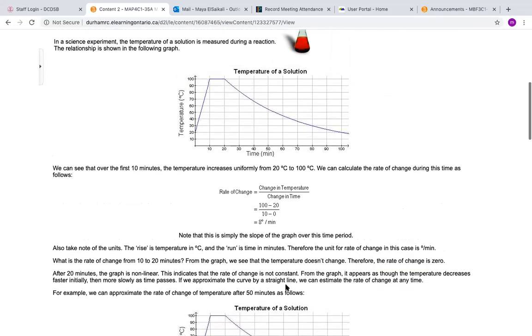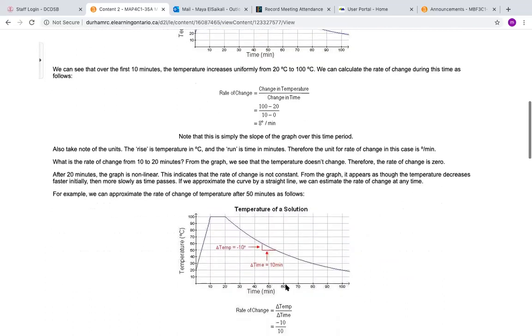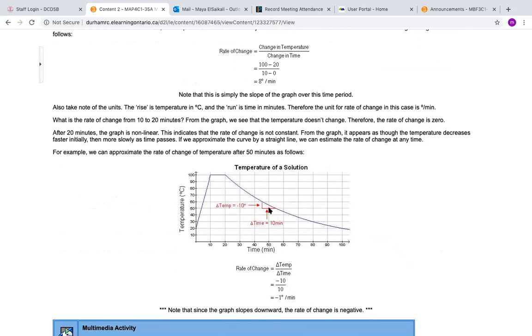Okay, so what we're doing here is we're going to take 2 points, and then we're going to do y2 minus y1. So we see that there is a decrease of 10 degrees over about 10 minutes of time. So we're seeing a decrease of 1 degree per minute. So minus means a decrease, and we know it's minus because it's going down.